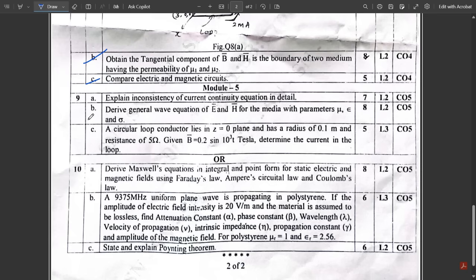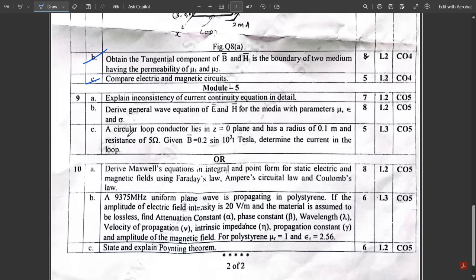Next, derive general wave equation of E and H for the media with parameters mu, epsilon, and sigma. So this I've already covered. That is uniform plane wave. In that uniform plane wave concept, in the model paper also it was there. That is, show that uniform plane wave is transverse in nature, for a good conductor. That one full derivation I've done. In that I've told you to derive with respect to E and H. So if you had written that in the correct manner, easily you could be scoring 8 marks as well.